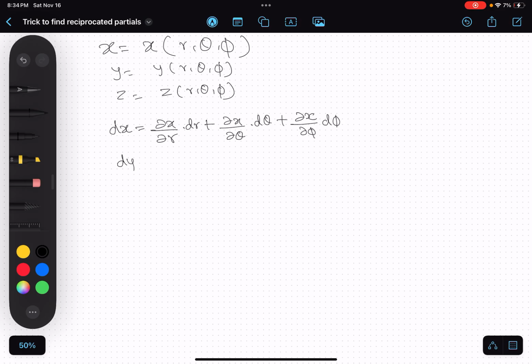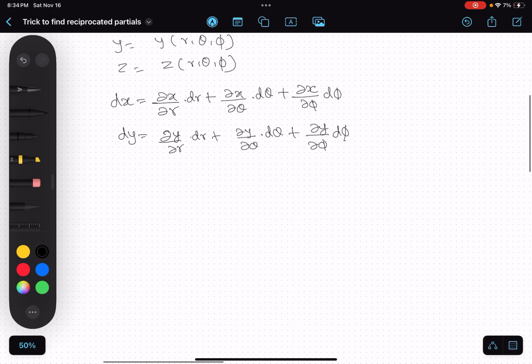Similarly, if you want to find change in y due to r, theta, phi, that will just be partial change in y due to r, partial change in y due to theta, and partial change in y due to phi, right? Similarly, if you want to get change in z due to r, theta, phi, partial change in z due to r, partial change in z due to theta, partial change in z due to phi. So total change is just the sum of the partial changes, right?